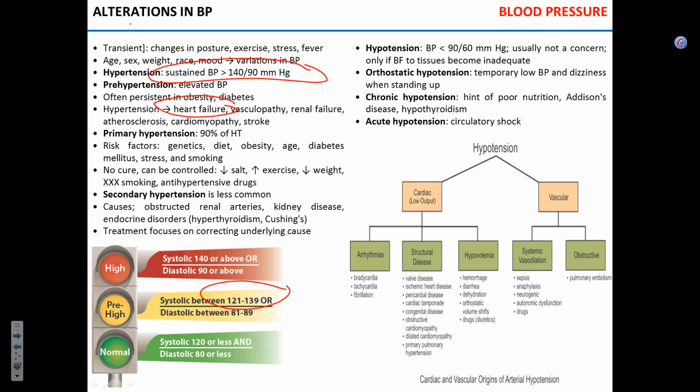Vasculopathy. Increased blood pressure stimulates inflammation in the blood vessels in general. Okay? Atherosclerosis, yes. Stroke can be hemorrhagic stroke, for instance.